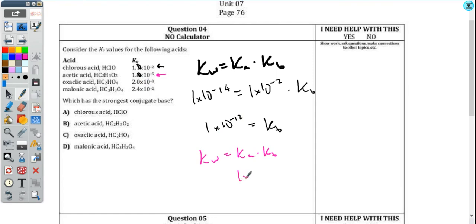So 1 times 10 to the minus 5 is now my Ka, and this is still 1 times 10 to the minus 14. So when I solve for Kb, again, I divide each side by Ka, I'm going to get 1 times 10 to the minus 9 as the value of my Kb, which is still indicating a weak base. But what we're doing is we're comparing these values to one another.